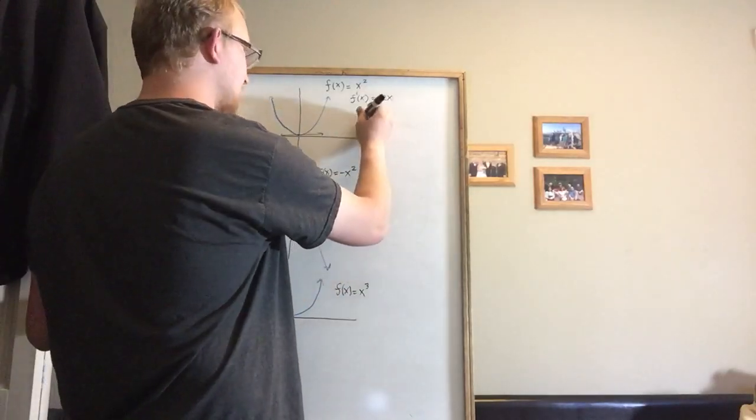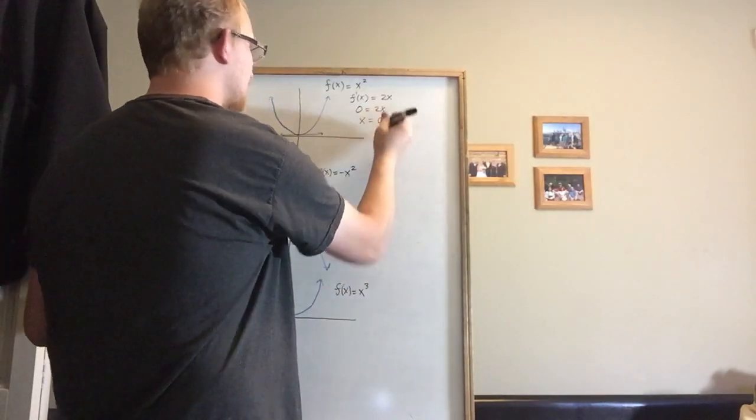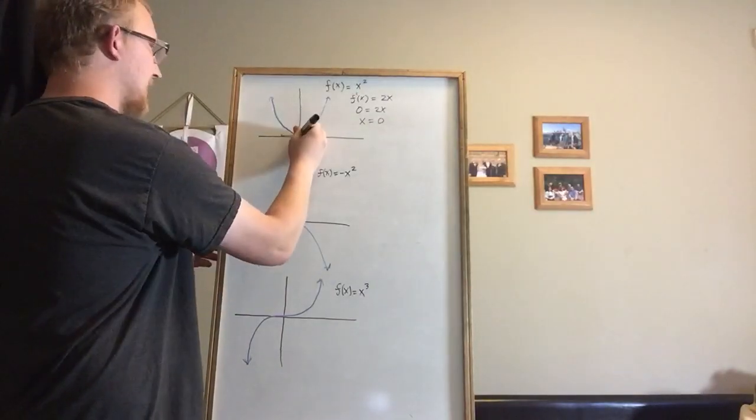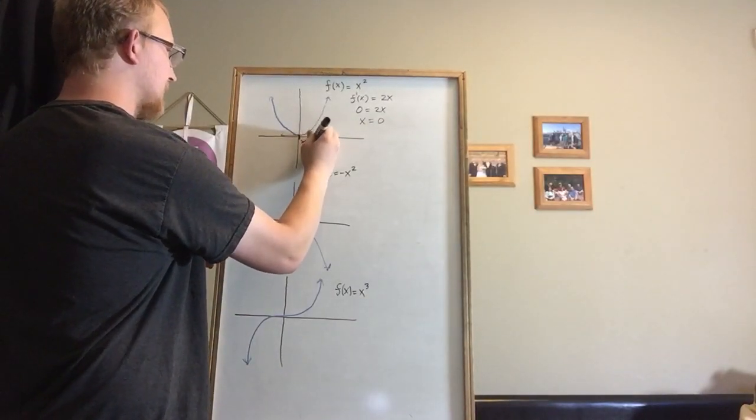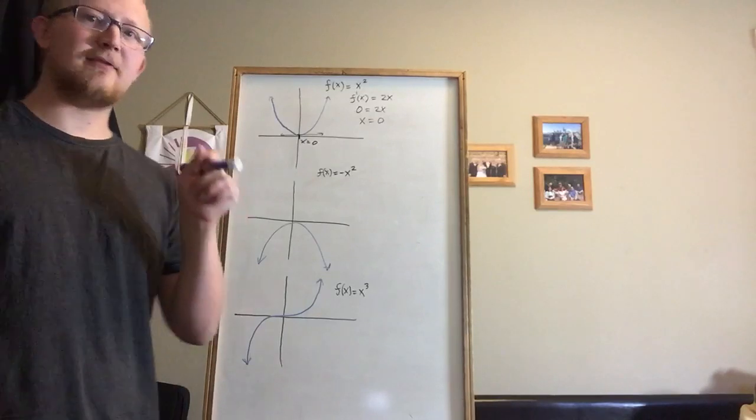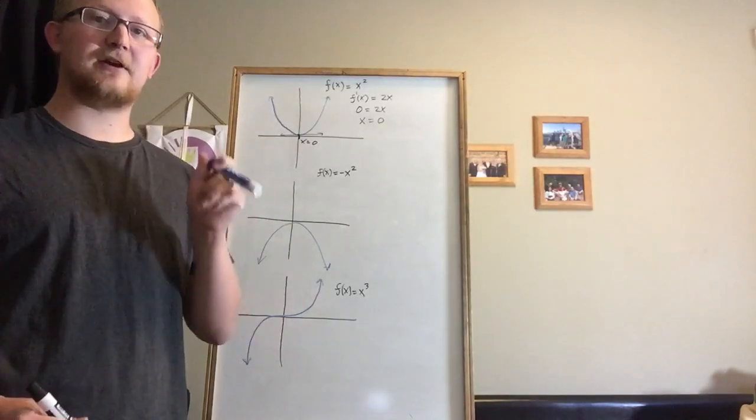In this case, it's quite nice, x equals 0. And we can tell by the graph that at the point x equals 0, there is a minima. But if we were blind and we couldn't look at the graph, here's how we would do it.